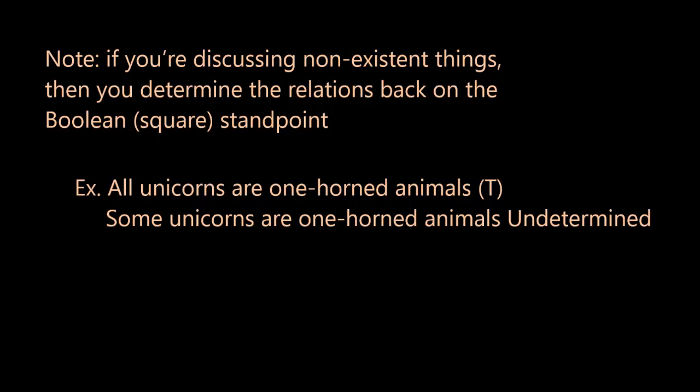So if we say all unicorns are one-horned animals, because unicorns are non-existent things, we go back to the Boolean square, and it won't follow that because all unicorns are one-horned animals that there are some unicorns that are one-horned animals, because we will not be committed to the existence of unicorns. So from the fact that all unicorns are one-horned animals is true, it'll be undetermined whether some unicorns are one-horned animals.